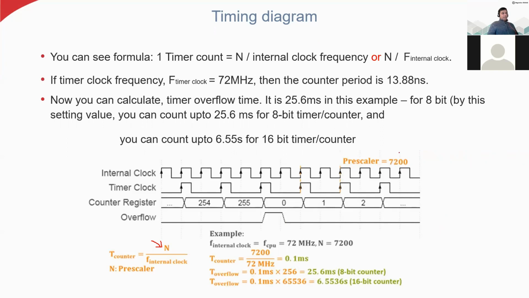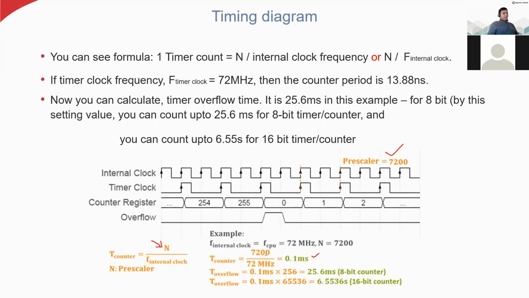In this third example, I set the prescaler value as 7,200. It means that for every 7,200 clock cycles, the count will be 1. Let us see the formula. T counter is equal to N divided by the frequency of the internal clock, that is the maximum clock speed. Here 7,200 is the prescaler value, divided by 72 megahertz, the maximum clock speed. Then I get the T counter period as 0.1 millisecond.